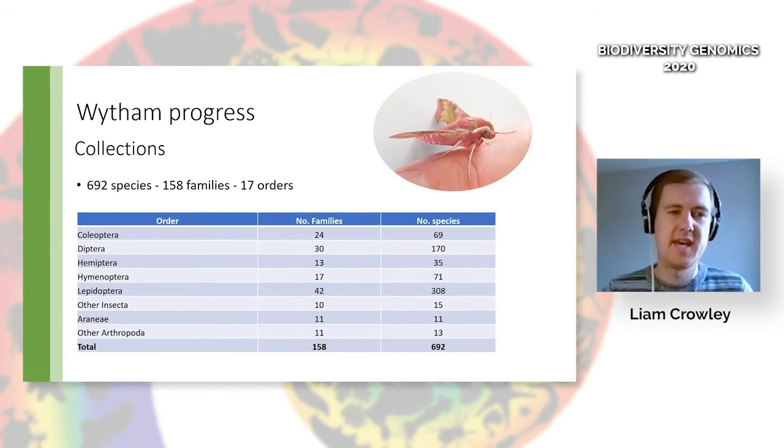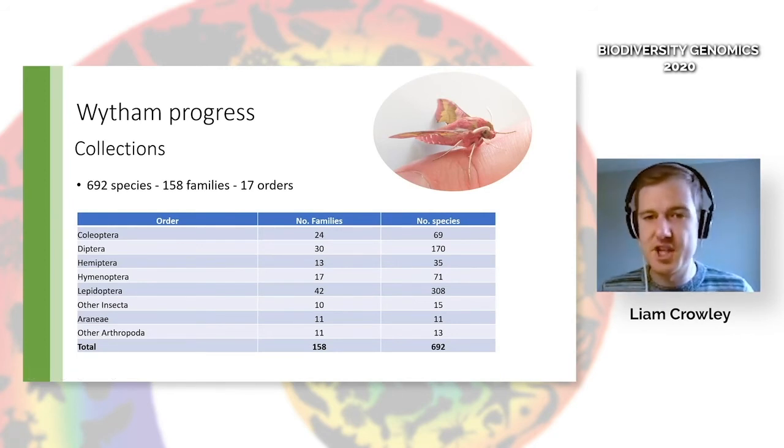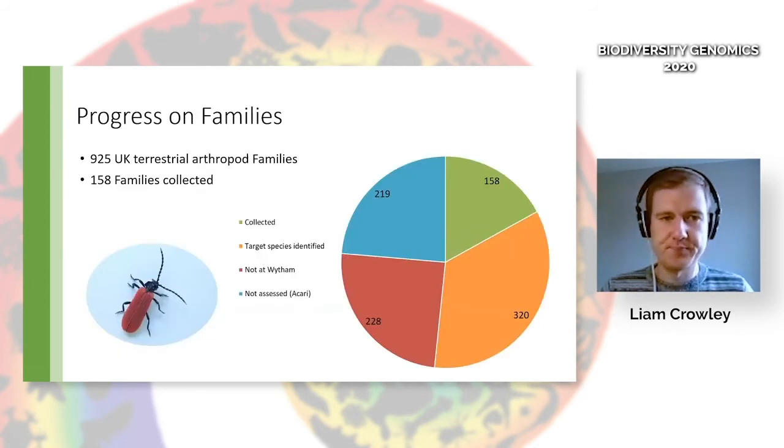Our progress: we have so far collected, identified and preserved 692 species of 158 families across 17 orders. You can see some of the key orders here. Notably, the orders associated with these deep dives have the best coverage, such as the hoverflies for the Diptera and the moths for the Lepidoptera.